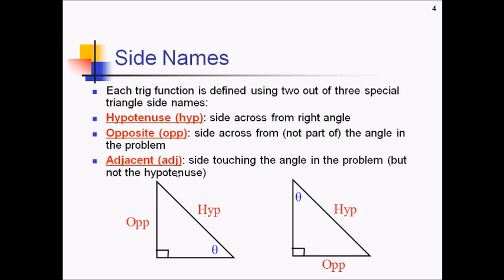Finally, the adjacent side, or ADJ for short, this is the side that's touching the angle. In other words, it's one of the legs, but it's not the hypotenuse, because the hypotenuse is always going to be touching one of these 2 non-right angles. So that other side that is part of that angle is the adjacent side. So down here in this triangle, up here, this is the side that's touching but not the hypotenuse. So we're going to use different combinations of these 3 sides to define our 3 trig functions.